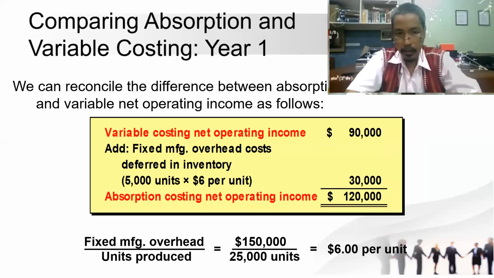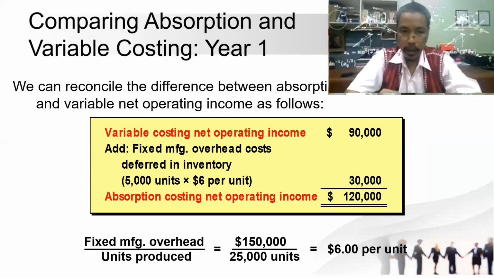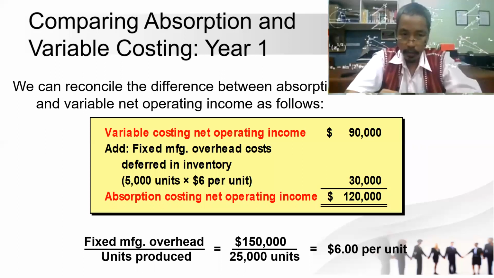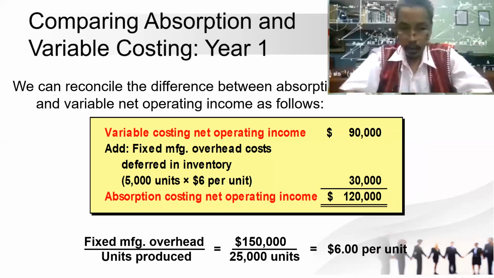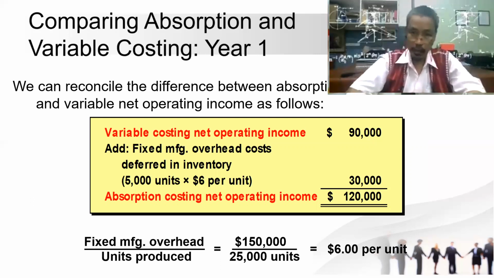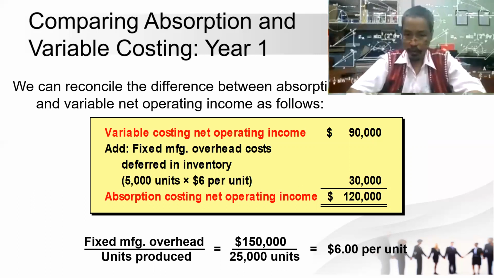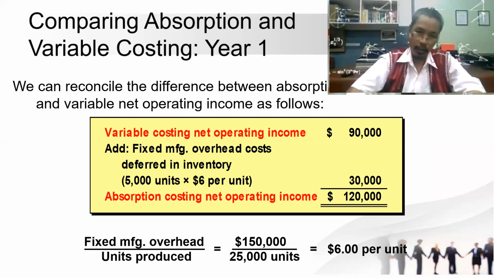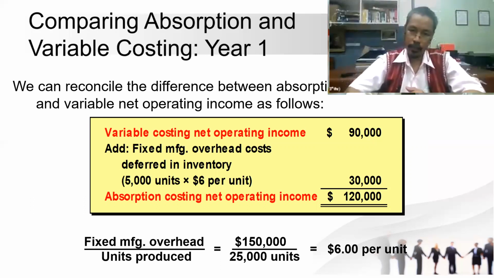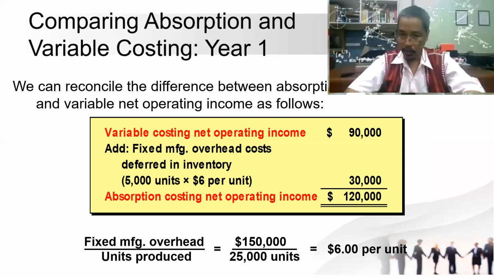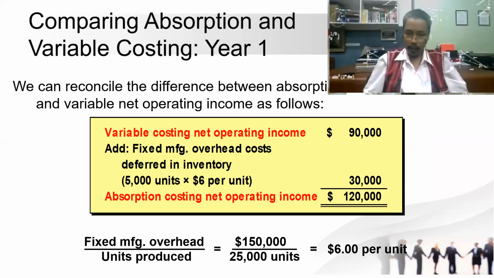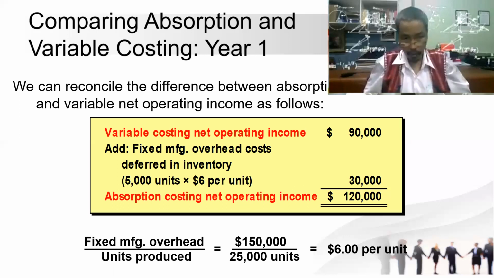We can reconcile the difference between absorption and variable net operating income as follows. How to reconcile? Variable costing net operating income, add fixed manufacturing overhead cost deferred in inventory, which we can compute to be 5,000 units times $6 per unit, that is 30,000. Absorption costing net operating income, therefore, we have $90,000 plus $30,000, we have $120,000.